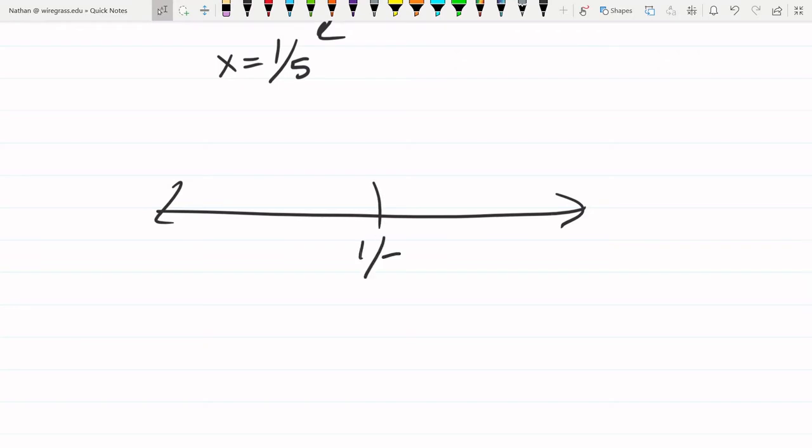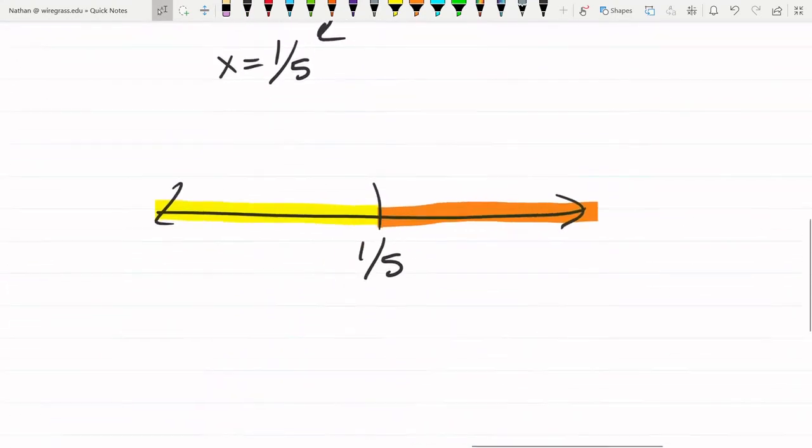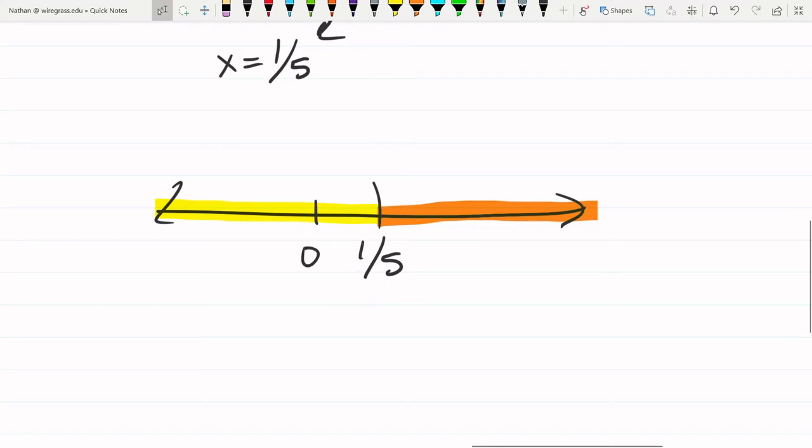We have 1/5 here. So we only have two intervals that we need to concern ourselves with, and we need to test these guys, see what we have. It's just 5x minus 1, 5x minus 1. So let's test. 0 is probably going to be very easy to test, and then 1 is probably way over here. Let's test those two things.